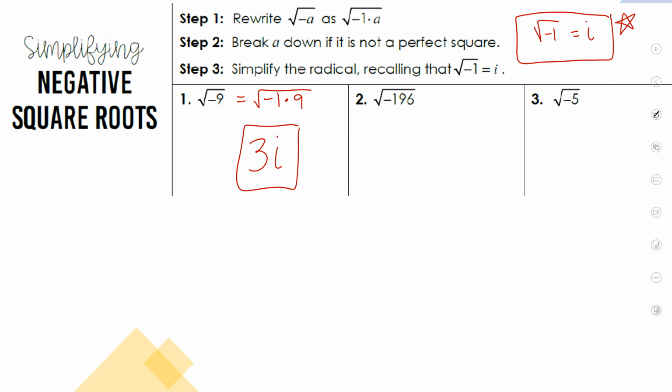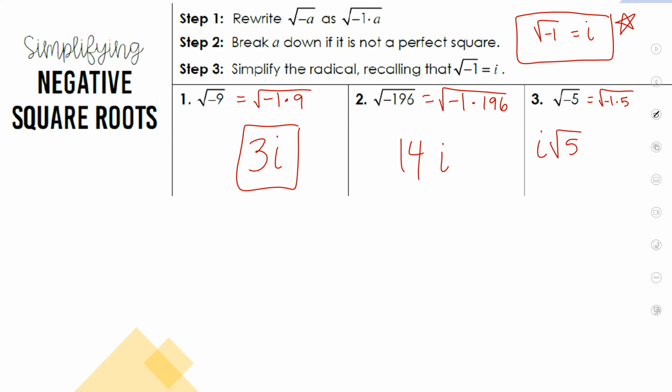The real part goes first, and then the imaginary part goes second. Now let's do the next one. This will be rewritten as the square root of -1 times 196. The square root of -1 is just I. And what's the square root of 196? 14. That's the answer. And then this last one can be written as the square root of -1 times 5. This will just be square root of 5 with an I.